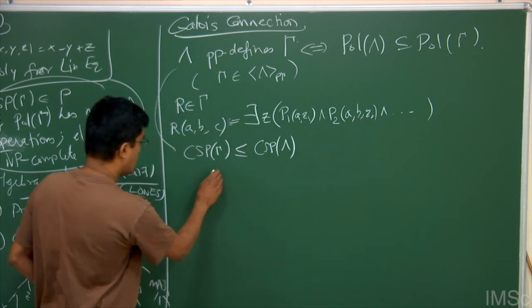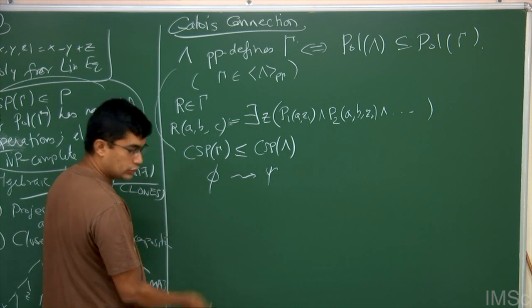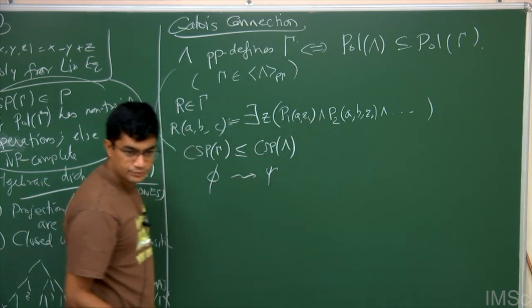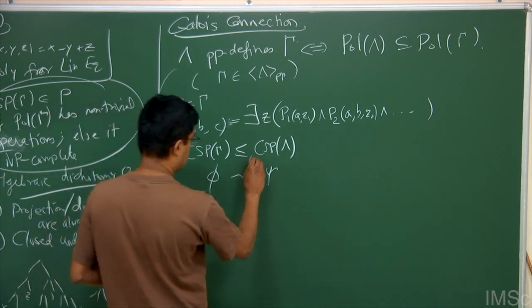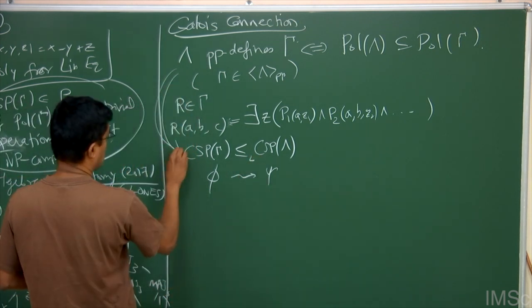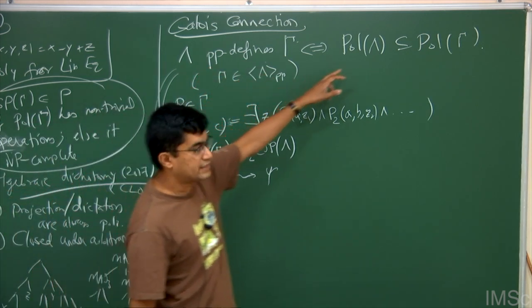Therefore, suppose you have an instance phi here, you can reduce it to an instance psi in the original variables plus some extra variables. Psi may have polynomially many more variables. You can use new variables for each constraint, but it's a polynomial time, in fact, log space reduction. So this implies this. But the nice thing is that for this class of reductions, polymorphisms exactly captures this.